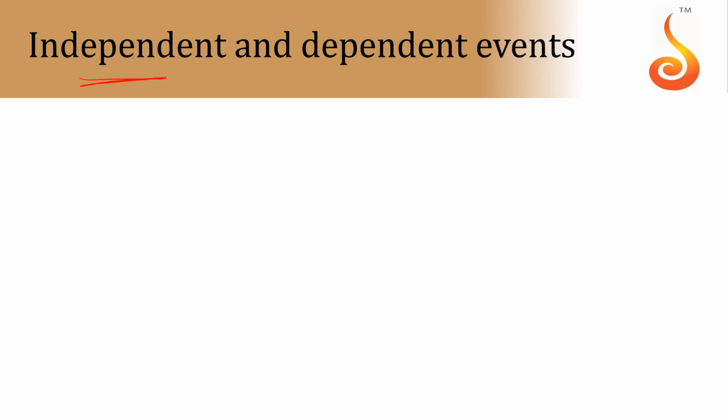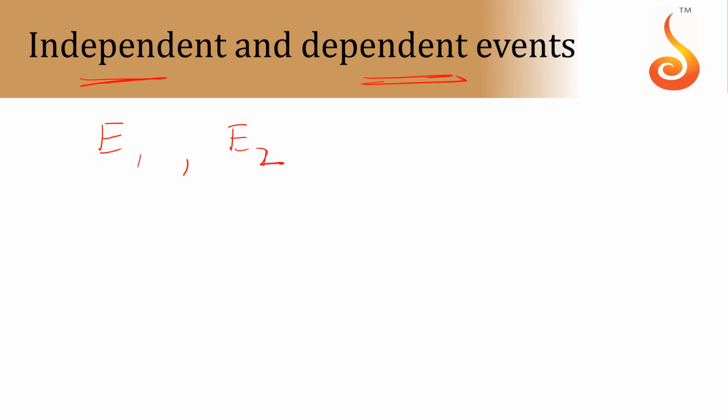What do you mean by independent and dependent events? Suppose E1 and E2 are two events. E1 is happening first, and next E2 is happening. If the probability of occurrence of E2 depends on the happening or not happening of E1, then such events are called dependent events. If it is not dependent on the occurrence and non-occurrence of E1, they are called independent events.